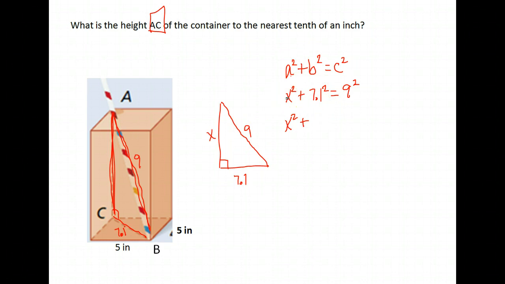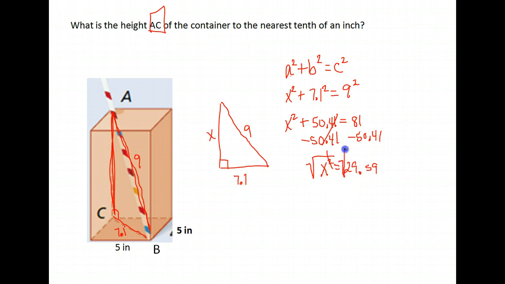So we go 7.1 squared is 50.41. Again, that's 7.1 times 7.1, and 9 squared, 9 times 9 is 81. This time we need to get x by itself, so we're going to have to subtract 50.41 from both sides, which gives us x squared equals 29.59.